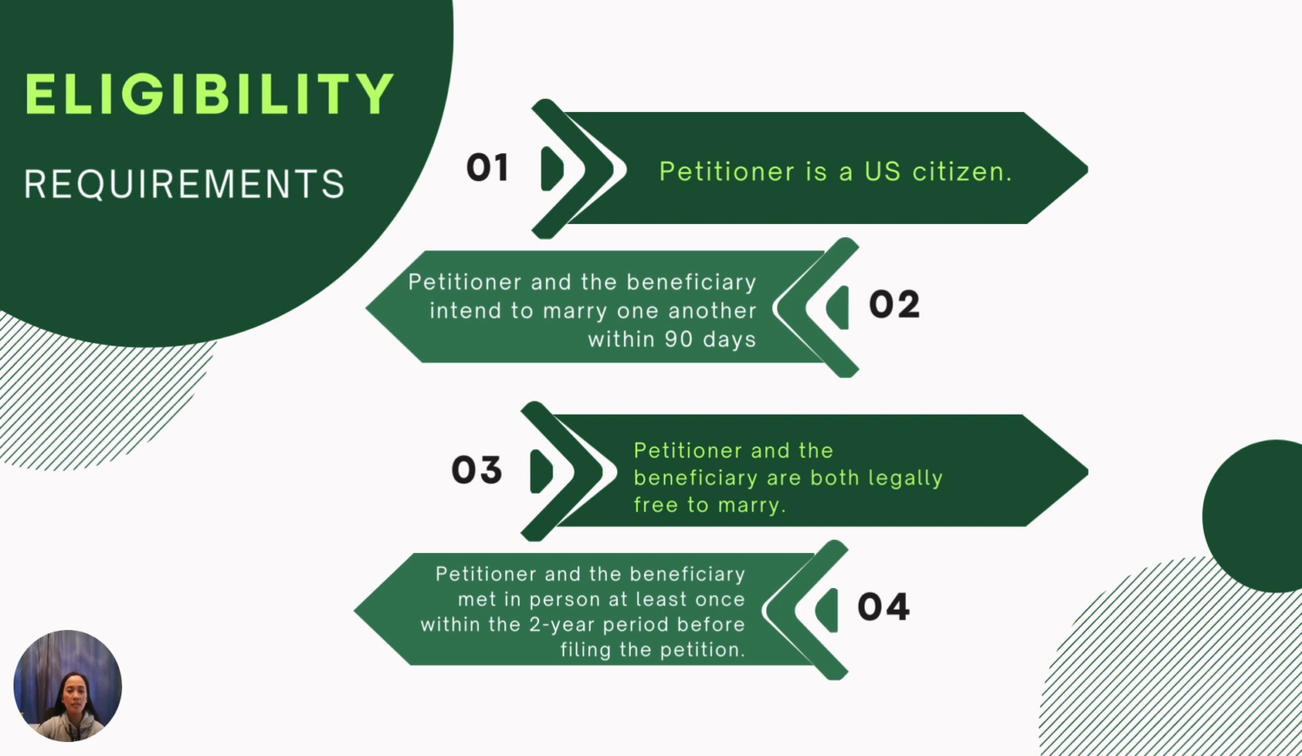So the eligibility requirements when you are filing for the petition for a fiancé visa are: number 1, the petitioner is a US citizen. Number 2, the petitioner and the beneficiary intend to marry one another within 90 days. Number 3, the petitioner and the beneficiary are both legally free to marry. Number 4, the petitioner and the beneficiary met in person at least once within the 2-year period before filing the I-129F petition.